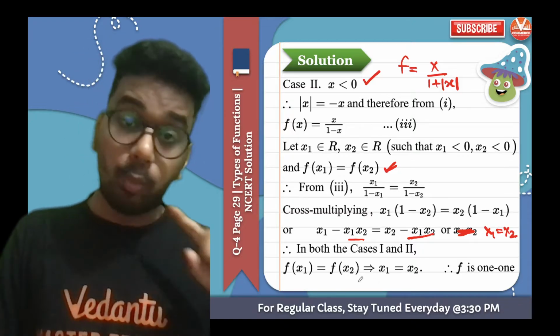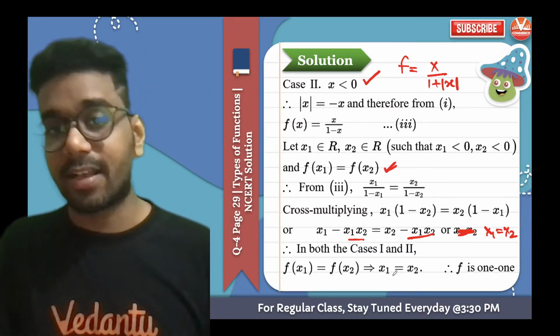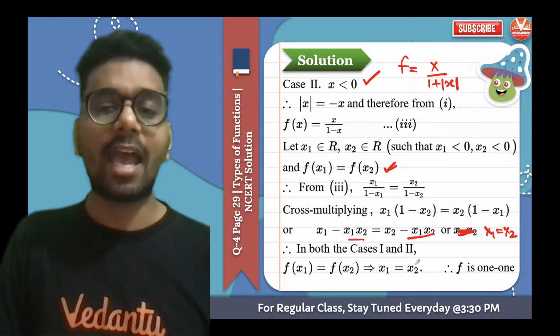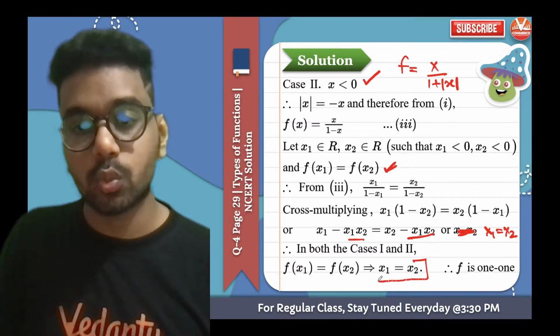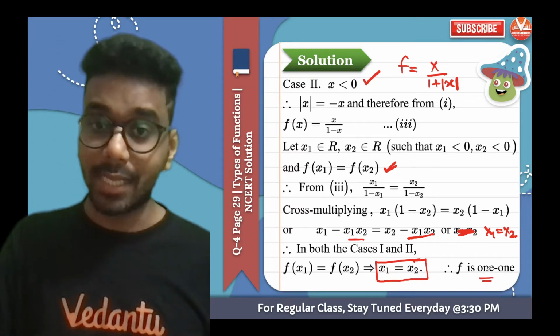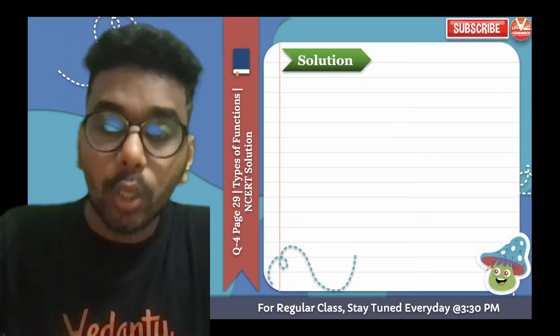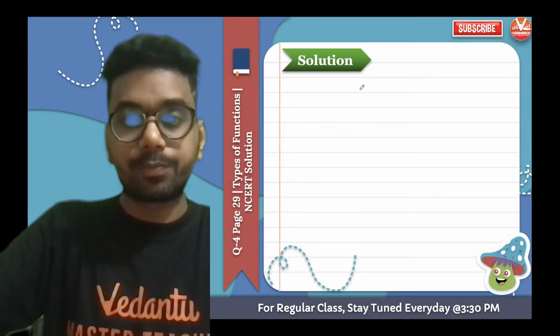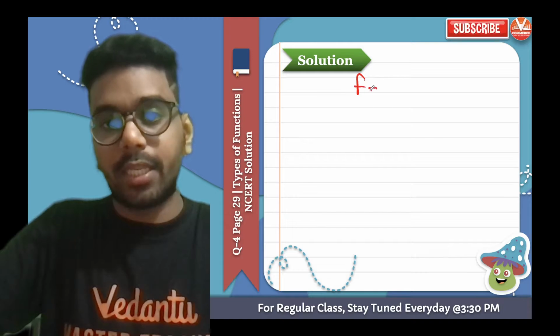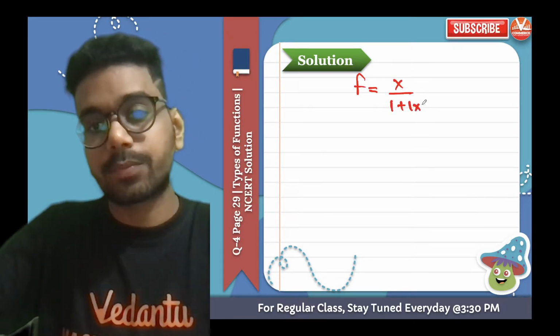Okay, so in both the cases, with the check of f(x1) equals f(x2), we are having x1 is equal to x2. So it is a one-one function. Okay guys, now we will check for onto and into. Now I will write down the function again. It is f(x) equals x upon 1 plus modulus of x.